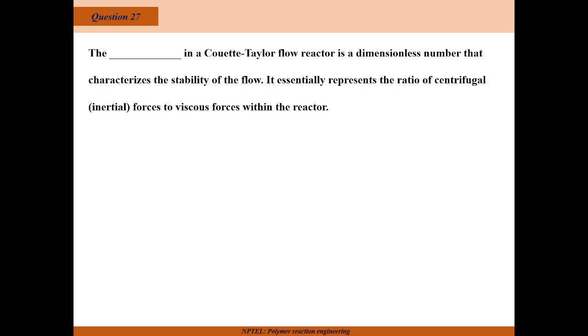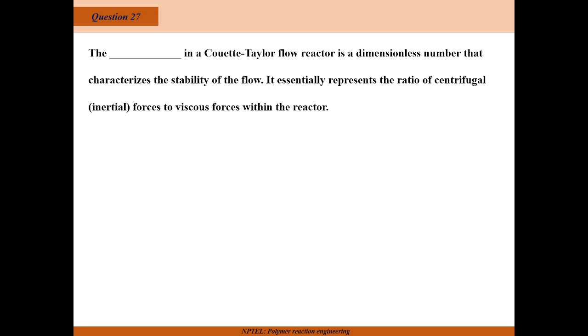The dash in a Couette-Taylor flow reactor is a dimensionless number that characterizes the stability of flow. It essentially represents the ratio of centrifugal forces to the viscous forces within the reactor. It is basically a number, just like we have a Reynolds number. It is a number associated with this Couette-Taylor flow reactor, and it characterizes the stability of the flow.